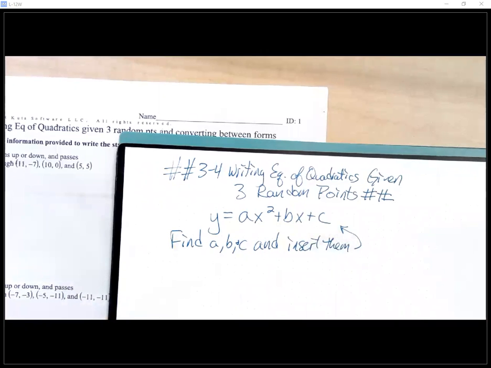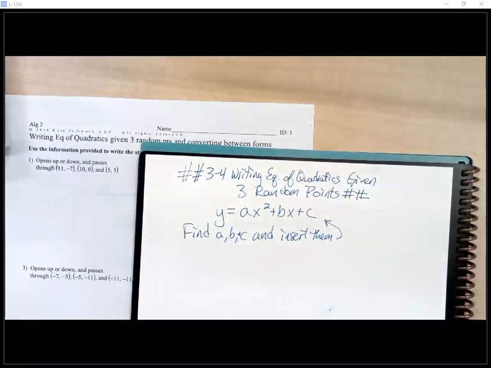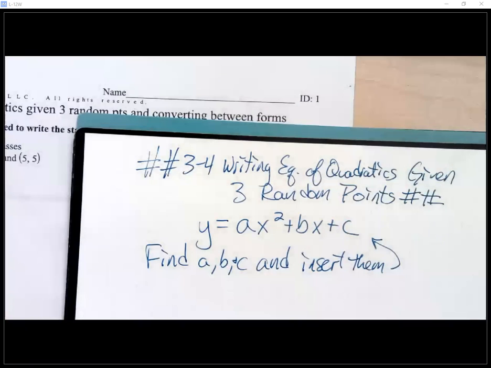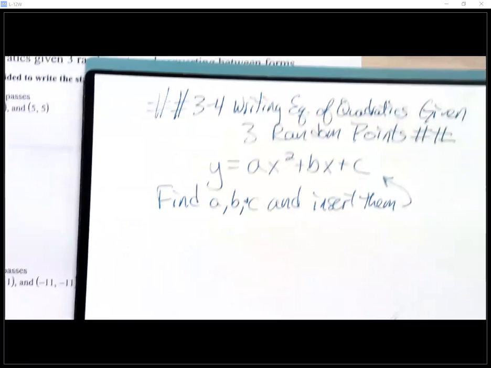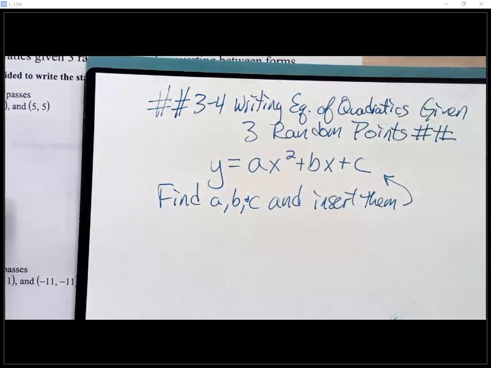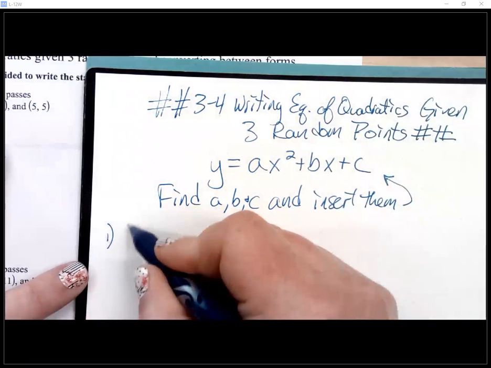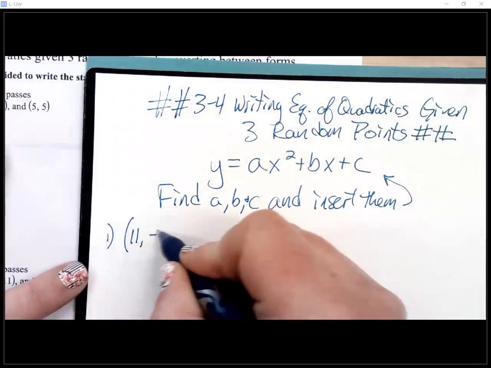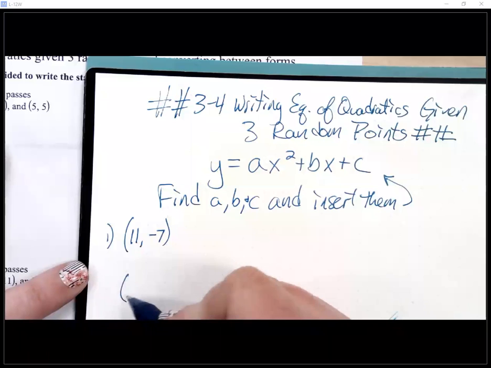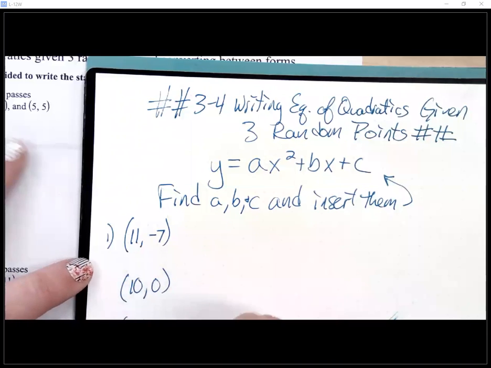And the only way to do that, if I just have these 3 random points, is to write myself a system of equations. So let's take a look at how we're going to do this. I'm just looking at number 1 here, from the worksheet, and I'm going to take the 3 points that they give me. They have 11, -7. I'm going to write them vertically, you'll see why in a second. And then 5, 5.